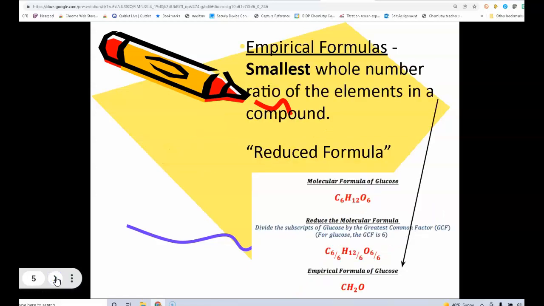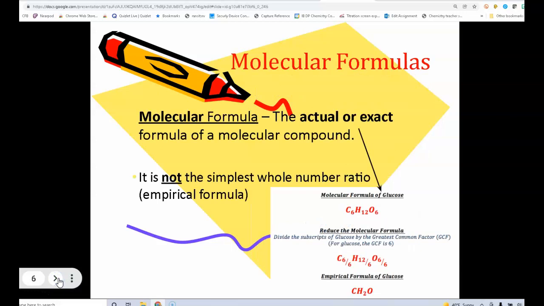Empirical versus molecular formulas. Okay, so in your notes, you're going to want to write down that an empirical formula is the smallest whole number ratio of the elements in a compound. We have already talked about reduced formulas, and so that is the empirical formula. An empirical formula is a formula that cannot be reduced anymore, whereas a molecular formula is the actual or exact formula, and it is not the simplest whole number ratio. So you can see that in this example as well. Both of these terms need to be written into your notes. Pause this video if you need to and write those two terms.